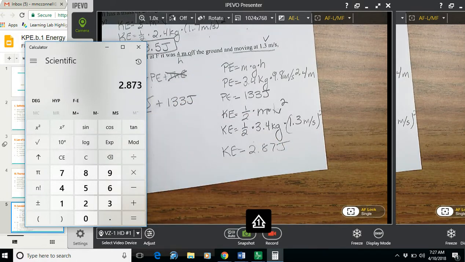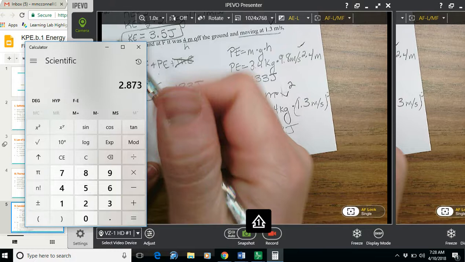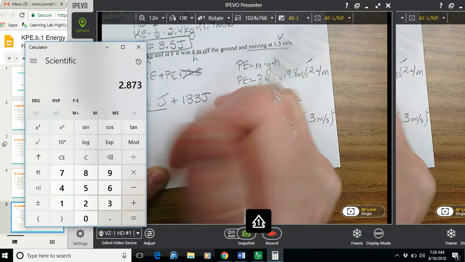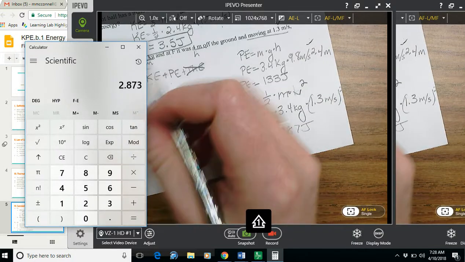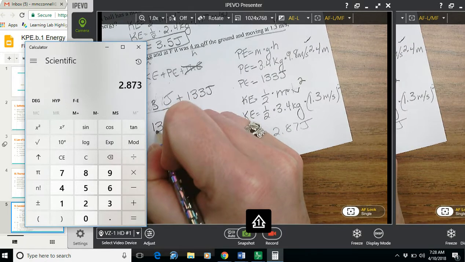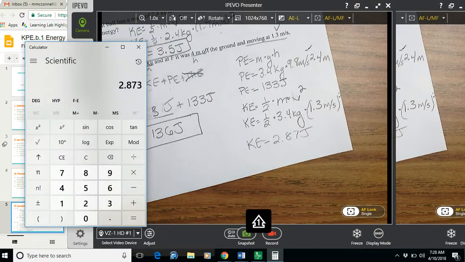Now, I should probably round that to, since my other one rounded to the whole number, I'll do 3 joules. So my total energy equals 136. All right, that's how we get that.